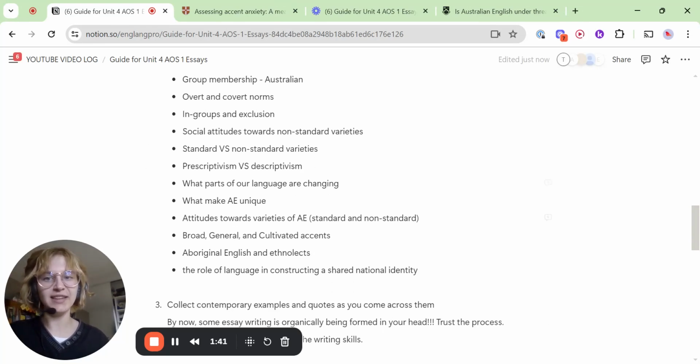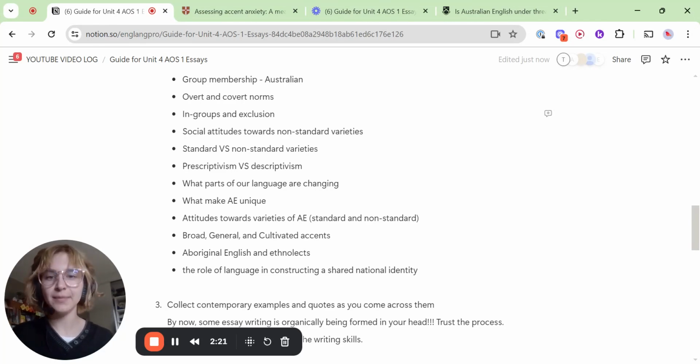These are some of those key ideas that will pop up and will be directly examinable in your essay. So something like in-groups and exclusion, there'll be an essay topic about how accent varieties and lexical choice in Australian English signal in-groups and exclude others. Or actually, a better way that they'll do it, because they usually just do a statement and ask you to discuss, will be something like: Australian English is effective in alienating those who are outside the in-group.